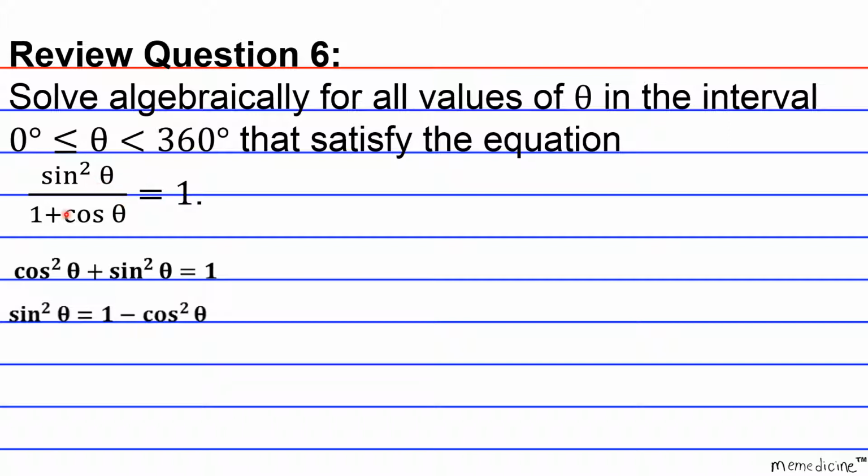Let's substitute for the sine squared of theta. Again, the sine squared of theta over 1 plus the cosine of theta is equivalent to 1. When we substitute, we get 1 minus the cosine squared theta in the numerator, as shown here, divided by 1 plus the cosine of theta is equivalent to 1.